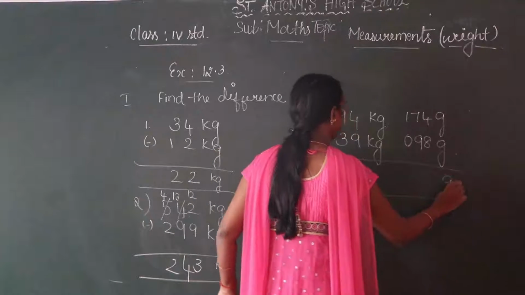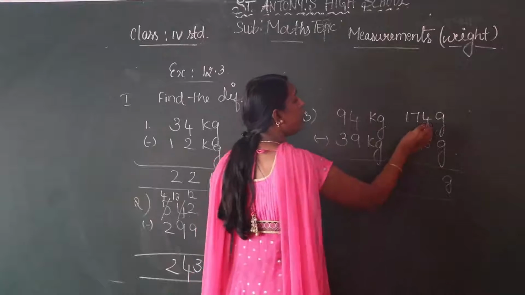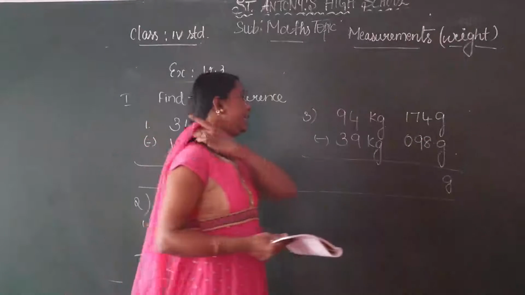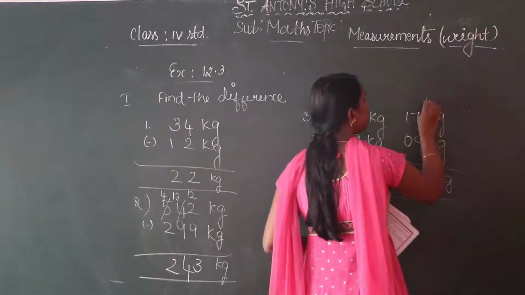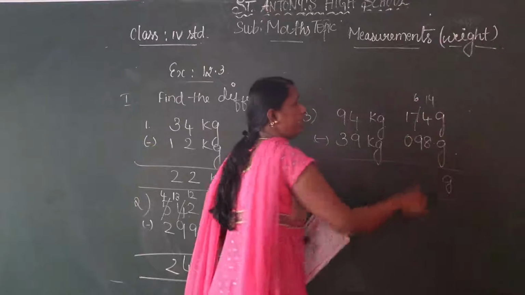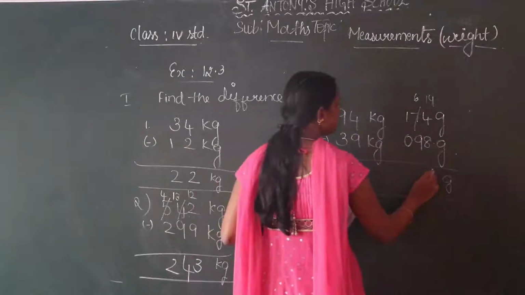Write down, done. Next, do the subtraction here. 4 minus 8 is not possible. Take a borrow from the nearest place. This 4 becomes 14. This 7 becomes 6. 14 minus 8, how much? 6.